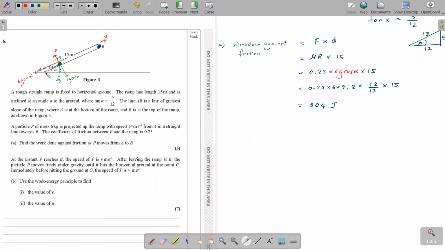So the particle initially launches from here, and we give it quite a bit of velocity. They say the particle is projected up the ramp with a speed of 14. It comes to this point with a certain speed. We don't know the speed, but with that speed it's going to jump out of this ramp. So when it jumps out, you need to realize what's going to happen. Is it just going to fall directly down like this?